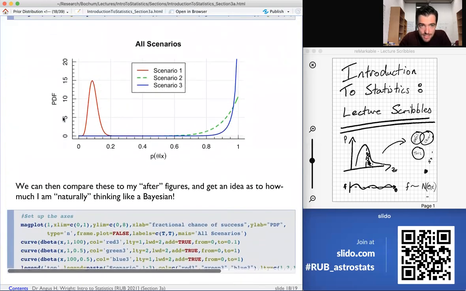With exactly the same data, we have drawn 3 totally different conclusions about whether or not these people are telling the truth or not. And that difference, the difference between the blue and the red and the dashed green, is entirely driven by prior belief. And that is the fundamental tenet of Bayesian statistics.